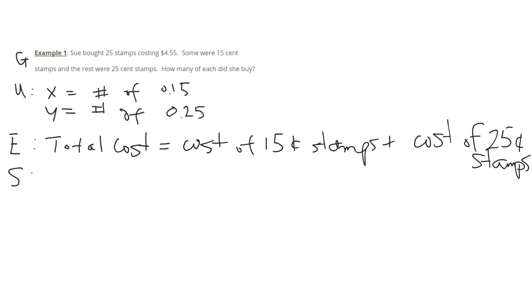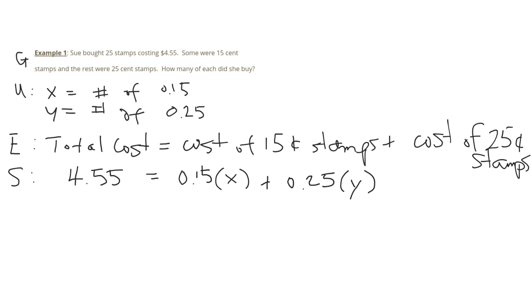In our substitution stage, our total cost was $24.55. That is equal to the cost of 15-cent stamps. Well, we would multiply 15 cents by the number of 15-cent stamps that we bought, which was X. So that will be 0.15 multiplied by the number, which we don't know. And to that, we're going to add the cost of 25-cent stamps. So that's going to be 25 cents for every one of the stamps that we bought. So those are the Y stamps.